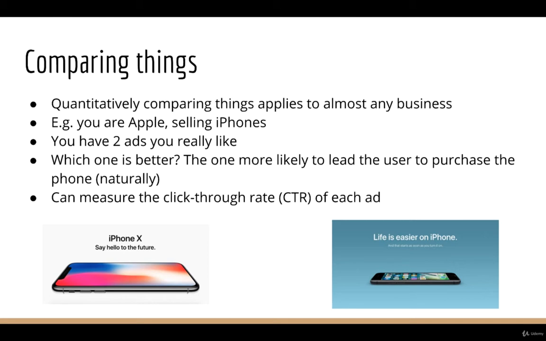Now, how do we determine the click-through rate, or CTR? Well, it's simply the ratio of clicks to the total number of impressions. So for example, if I showed an ad 1,000 times, but only 10 of those times the user clicked on it, then it has a CTR of 1%.